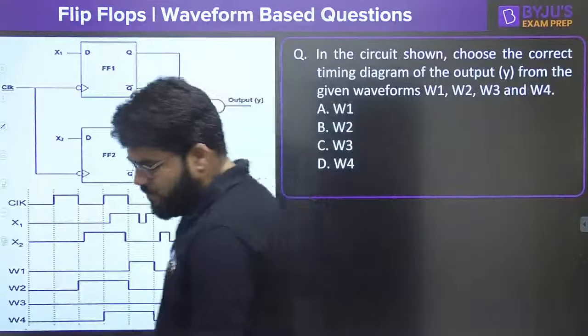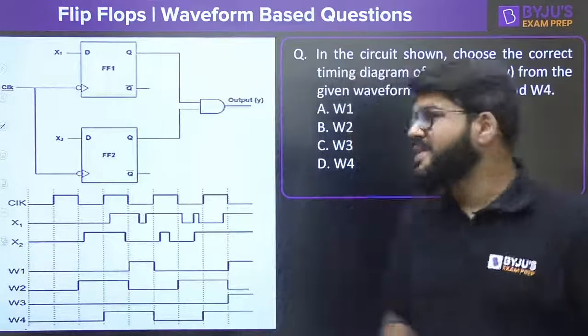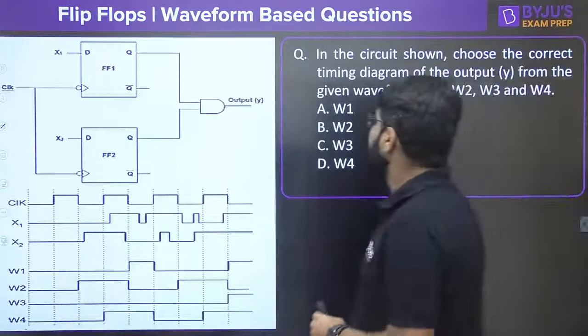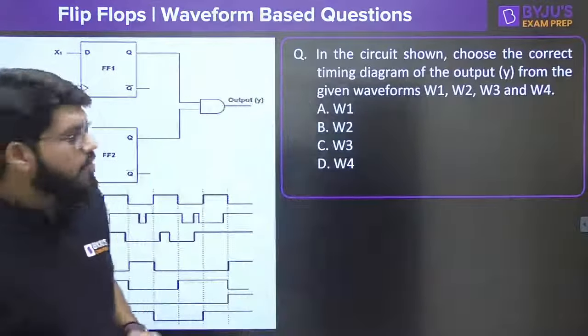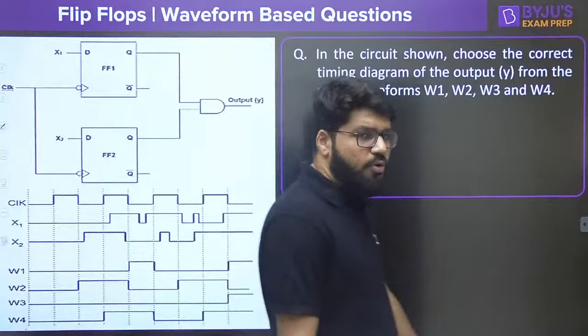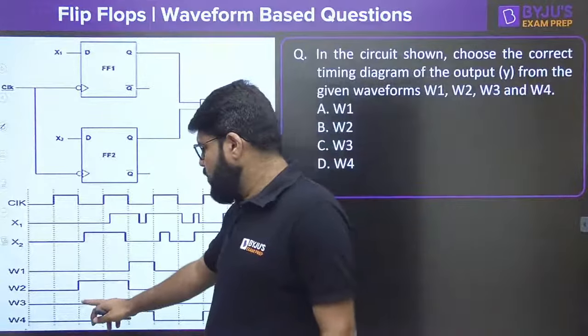Okay guys, so this is question number 1. Let's take the questions and the analysis of the questions. In the circuit shown, choose the correct timing diagram of the output Y from the given waveforms. W1, W2, W3, W4. So there are 4 given waveforms in the options.